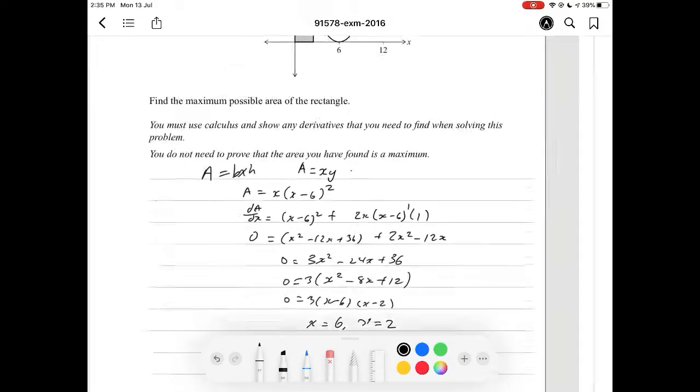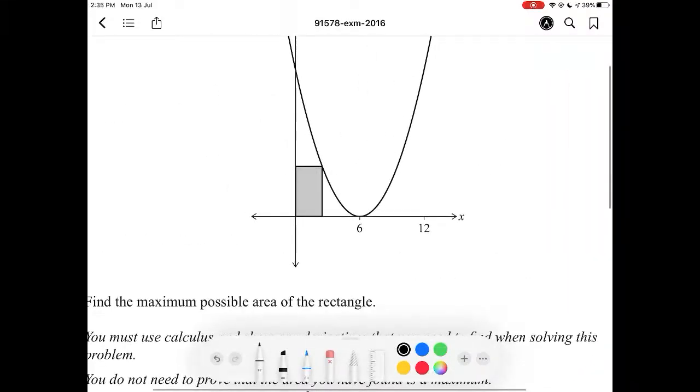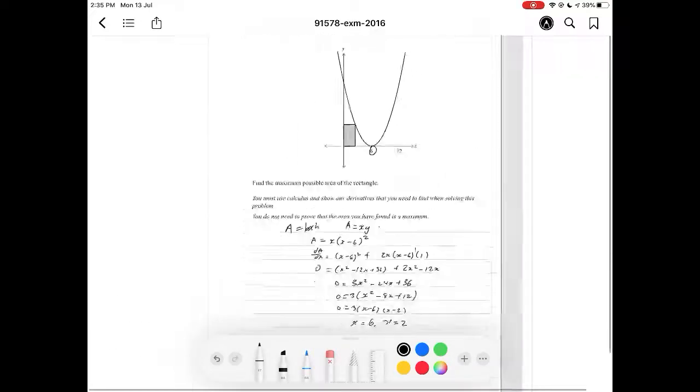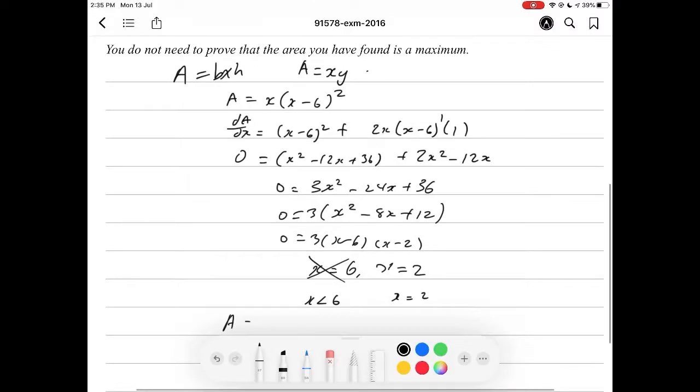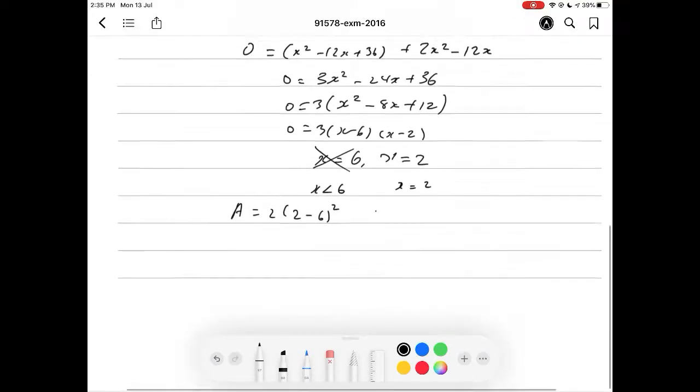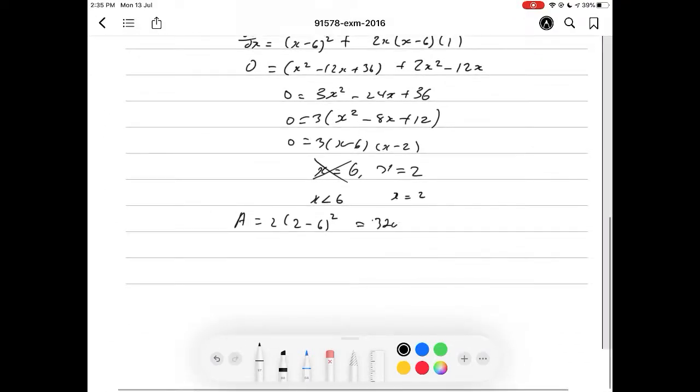Alright, so it says you do not need to prove that the area found is the maximum. But if we go back to the diagram here, we have 6, but it's to the right of the rectangle, which means that x must be strictly lower than 6. So this is not valid. x equals 2. So therefore, area equals 2 times (2 minus 6) squared, 16 times 2, that's 32. So this equals 32 units squared.